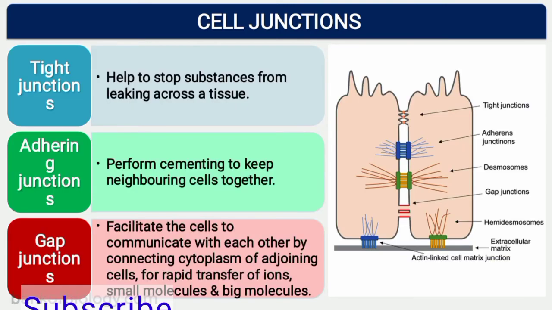What are tight junctions? They help to stop substances from leaking across a tissue, whereas the adhering junctions perform cementing to keep neighboring cells together. They stick one cell to another cell, whereas gap junctions facilitate the cells to communicate with each other by connecting the cytoplasm of adjoining cells for rapid transfer of ions, small molecules, and big molecules. So the gap junctions are in actual fact connecting links between two cells. They help them to exchange material from one cell to another cell.